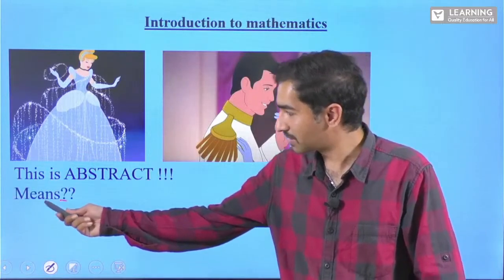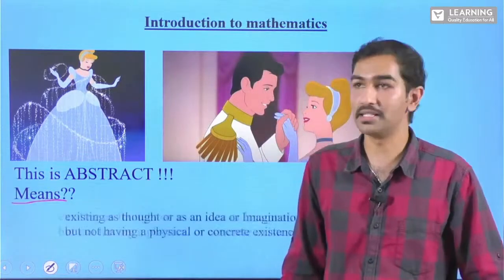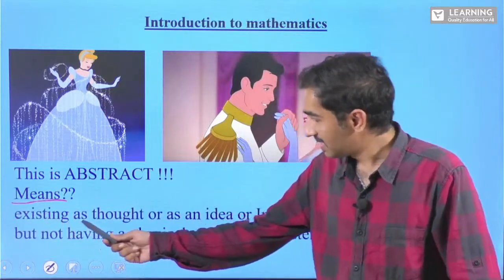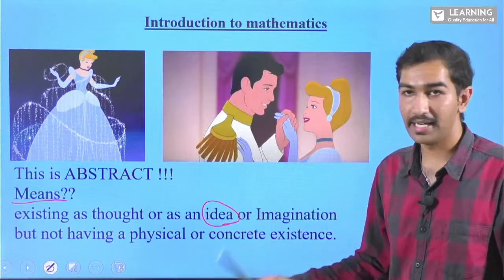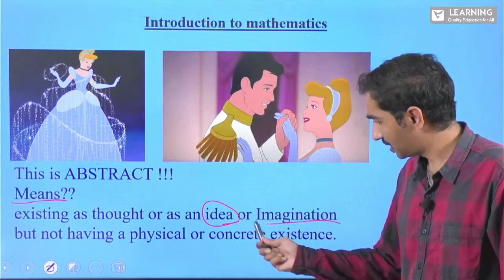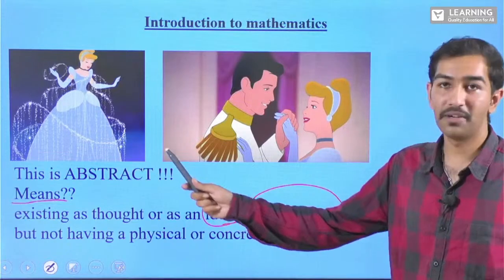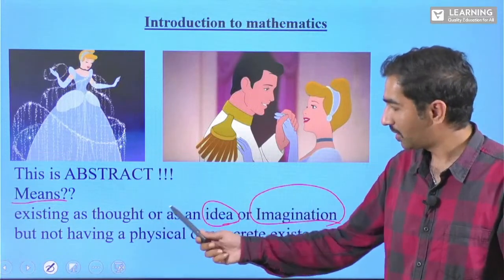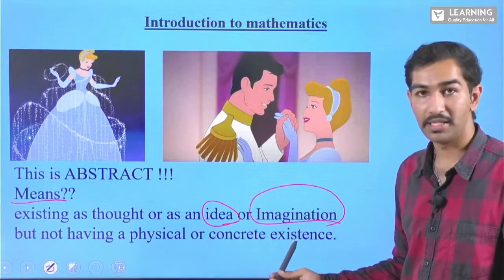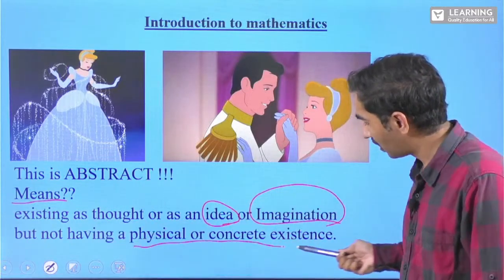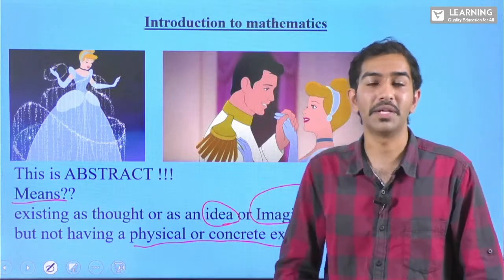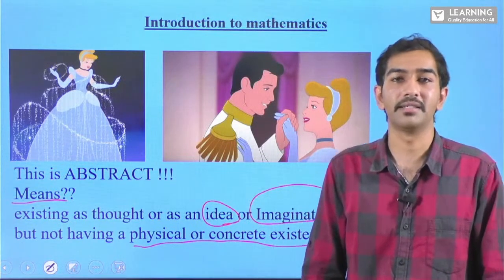What does abstract mean? The definition is written here: existing as a thought or as an idea. Let's circle this: idea or imagination. What is the meaning of abstract? It is a thought or an idea or imagination, but not having a physical or concrete existence. Okay, this is the meaning of abstract.